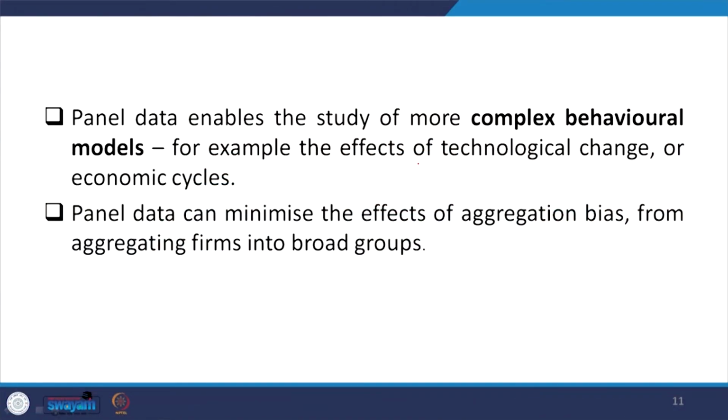Anyway, let's come to the discussion of panel and its advantages once again. Panel data minimize the effects of aggregation bias from aggregating firms into broad groups. Just getting broad groups in cross section is very difficult, but here, since a time component is there, it may help in making a group better, and that may not be biased.